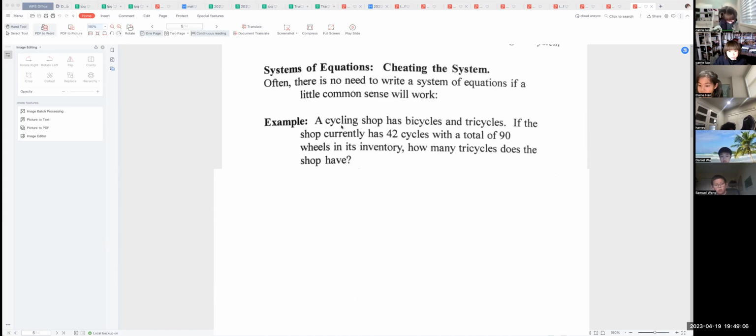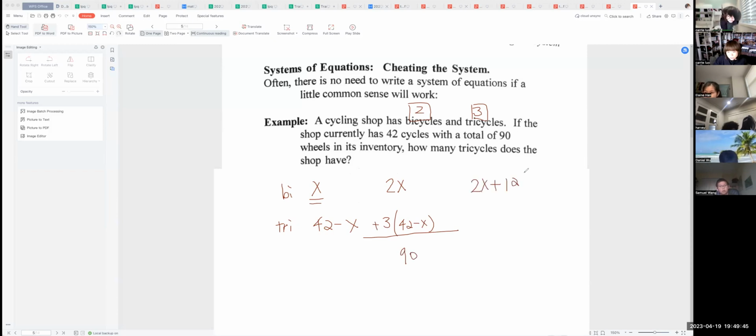And let's take a look at this one. So the cycling tricycle, so bicycle has 2 wheels and tricycle has 3 wheels, correct? So it's 42 cycles. So I don't know how many of them. So the bicycle, if there's x number of bicycle, so the tricycle must have 42 minus x, correct, Samuel? So if each bicycle have 2 wheels, so I know there are x amount of bicycles, so 2 times x is amount of wheels. And tricycle is 3 times 42 minus x. So these two plus together should equals 90. So 2x plus 126 minus 3x equals 90.